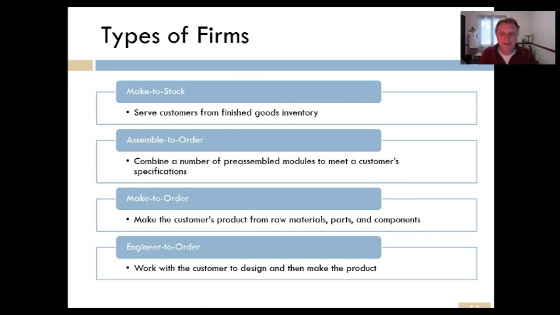Okay. Make to order is even different yet. So let's say that you go to a restaurant and you order a hamburger, and the waiter asks you how you want your hamburger done. Do you want mustard, ketchup, all that kind of stuff? You are delivering the specifications for the product, in this case, the food that you're going to consume. So that's an example of that. And then also there's engineer to order, and this one's a little bit different.